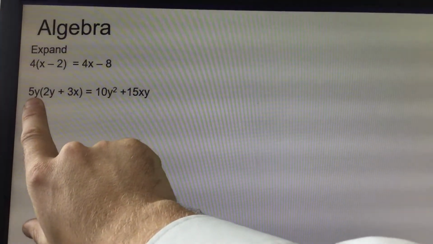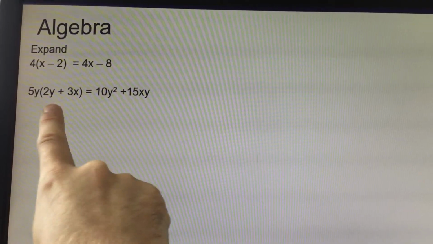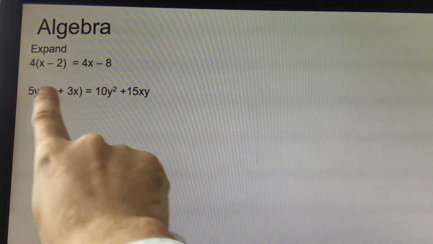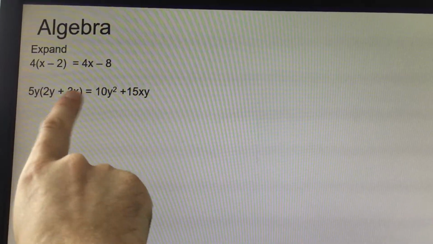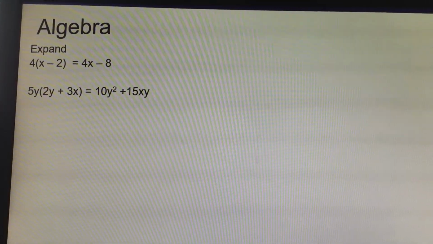Here it's the exact same idea, but you have a y as well. So y times y is y squared, so that is 10y squared. 5 times 3 is 15. x and y, when you times those together, just become xy. You don't have to do anything.